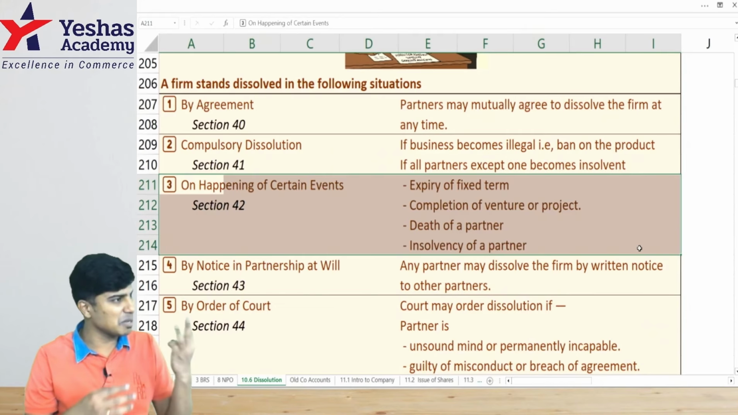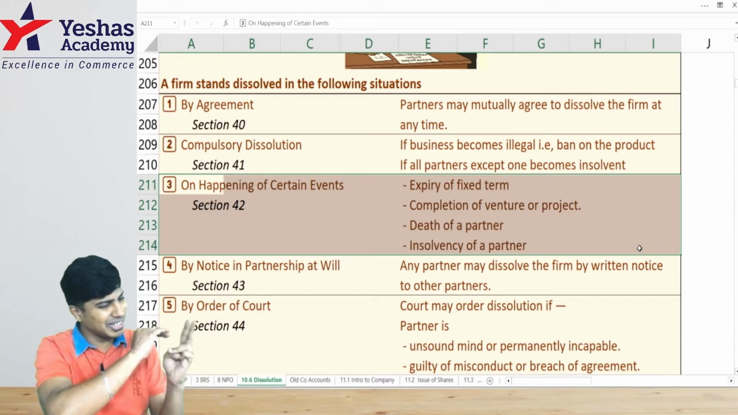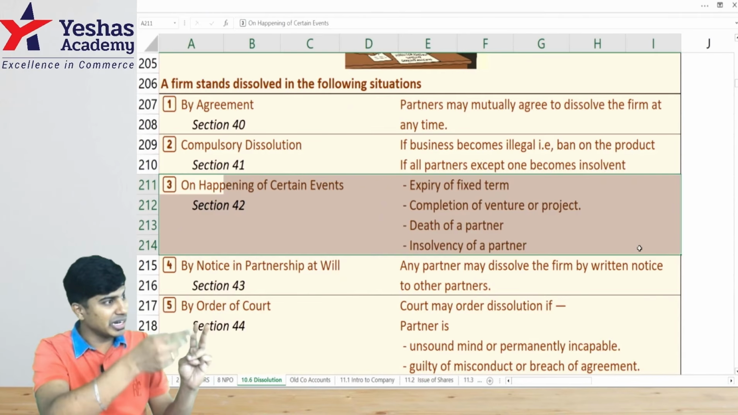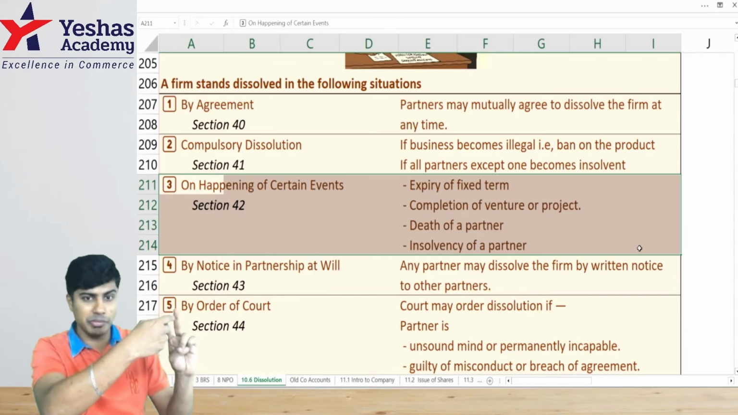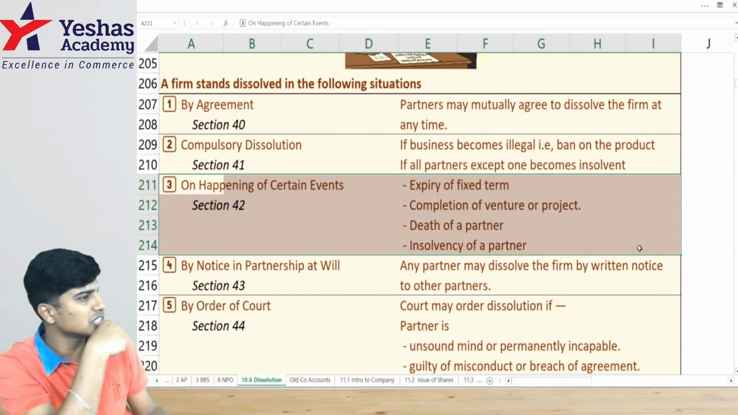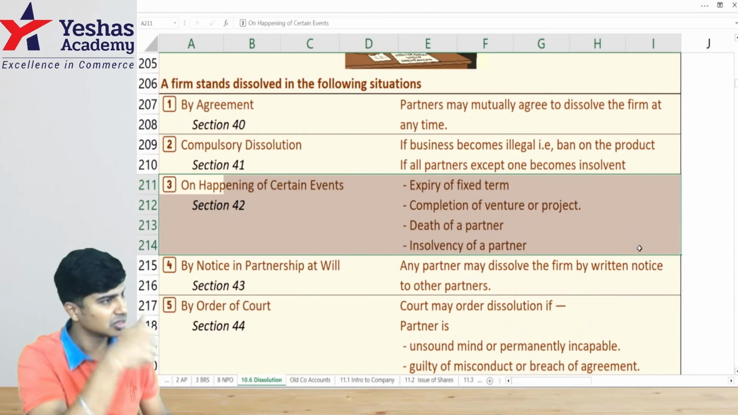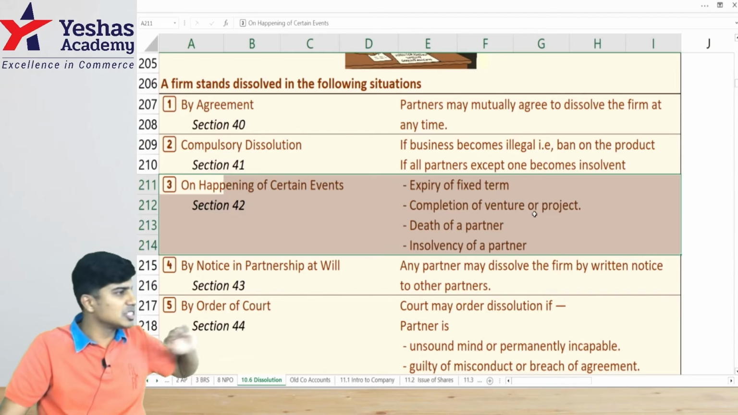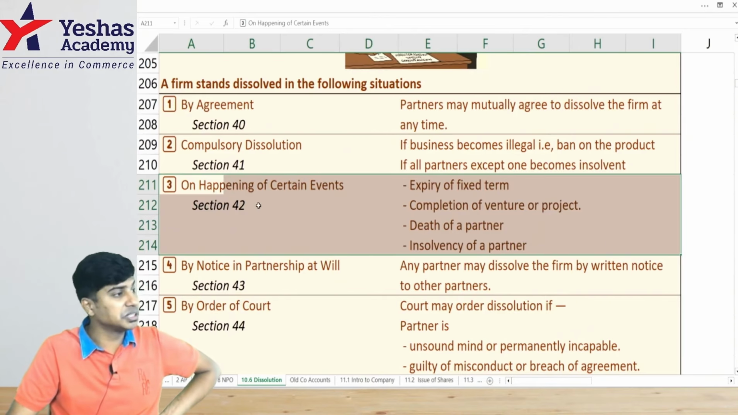If the agreement has 3 people's names and one of them is dead, that agreement is done. You have to immediately enter into a new agreement with the 2 people remaining, because the old agreement is now not in force anymore, as it involves a dead person. You understood? In that case, it is almost like dissolution of a partnership firm.